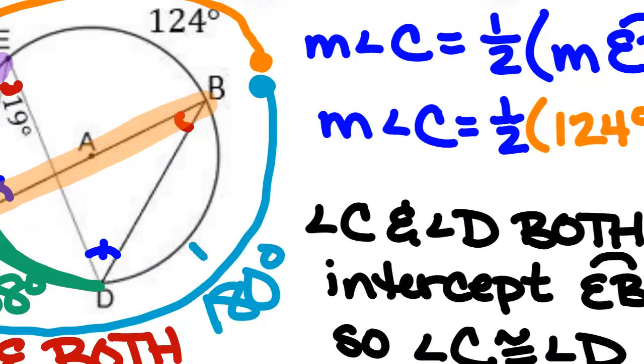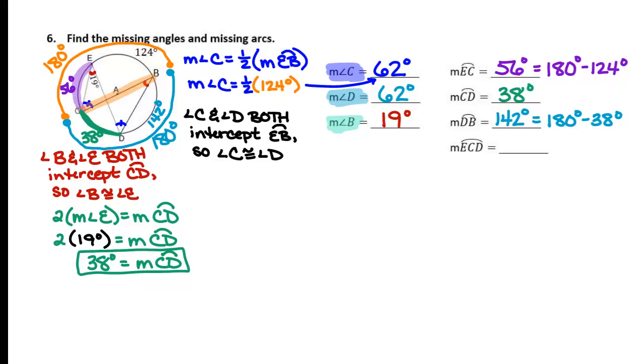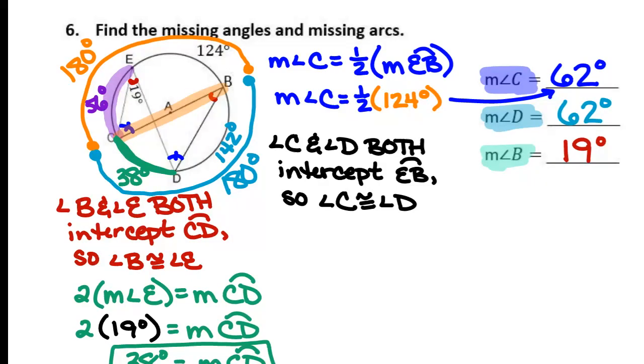Right, so let's add that to the picture. This is 142 degrees right here. And then last but not least, we want arc ECD. So starting at E, around past C, and over here to D. What would I need to do to find that arc? ECD.